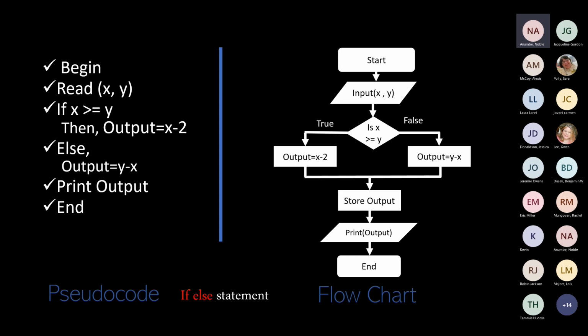input something. Anytime I want to input something, I use a parallelogram. I want to output something. So for inputs and outputs, I use my parallelogram. If I want to make a decision, I use this. So it's true, my output will be x minus 2. If it's false, my output will be y minus x. And then I store my results, I print, and I end. Any questions though?